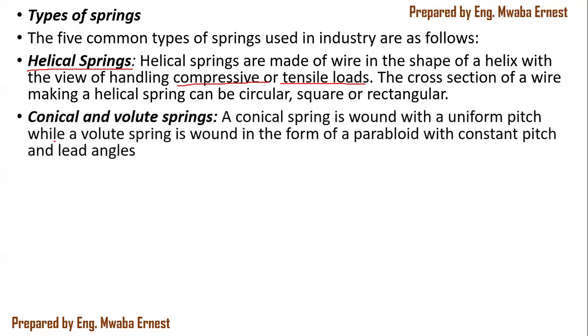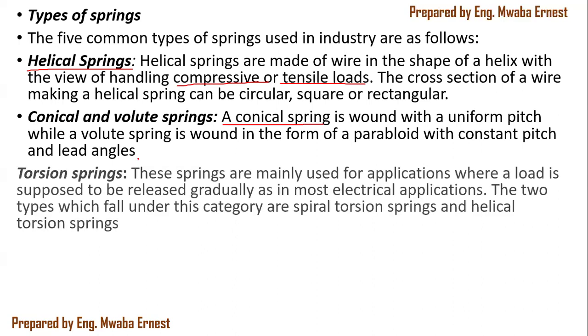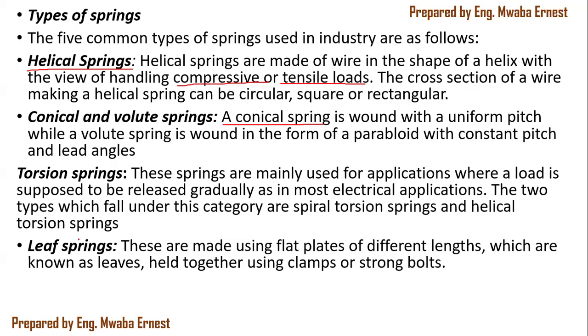Then we also have conical and volute springs. As the name suggests, a conical spring forms the shape of a cone. And of course, it will be wound following a normal shape around a particular center. And with different applications, you see it also coming up. Then we also have what are known as torsion springs. We have leaf springs. For motor vehicle applications, these leaf springs are quite critical because they are there to help us damp those loads around mostly for heavy machinery.